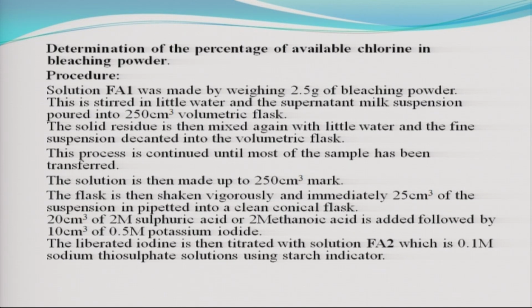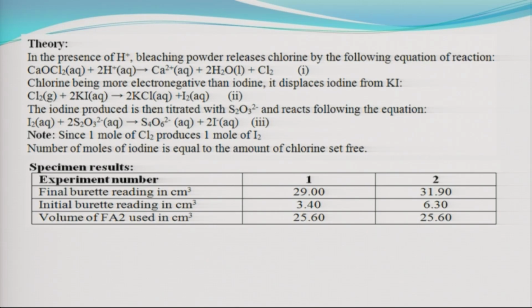So we put the starch, then we continue with our titration. We have some theory here. You'll observe that this calcium hypochlorite, our bleaching powder, reacts with sulfuric acid or ethanoic acid to give us chlorine. Then the chlorine which is produced here will react with the potassium iodide, and they will give us iodine. The iodine which is produced will be reacted with the sodium thiosulfate during the titration.